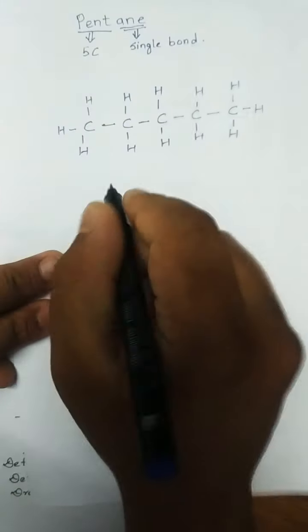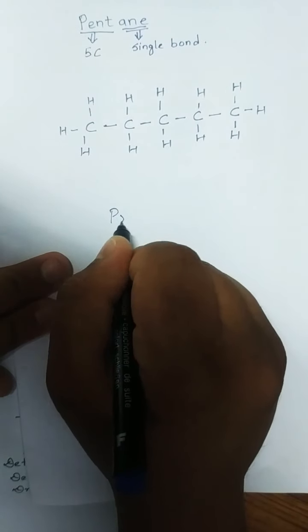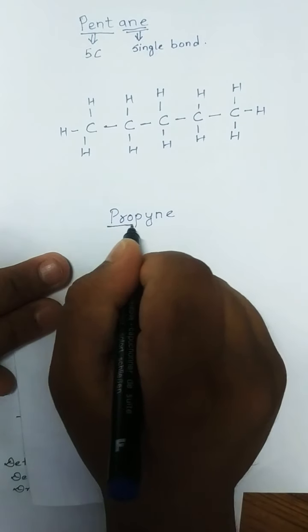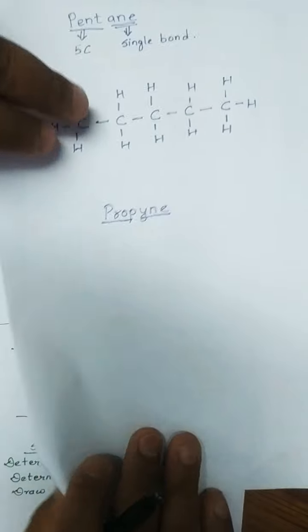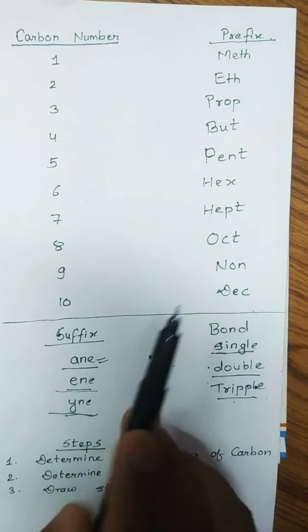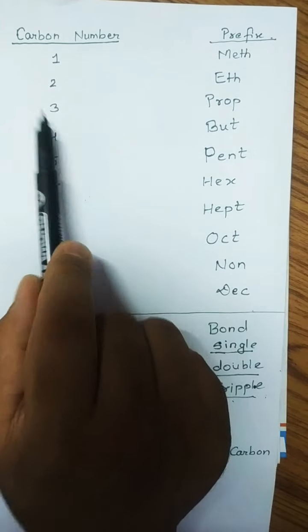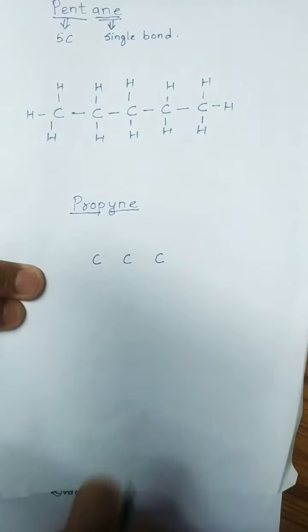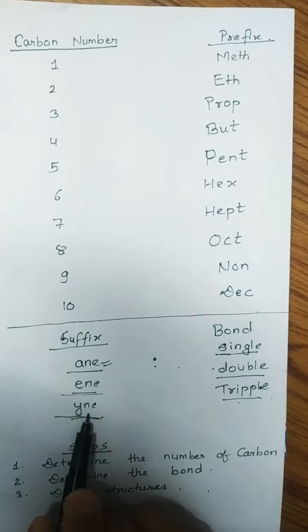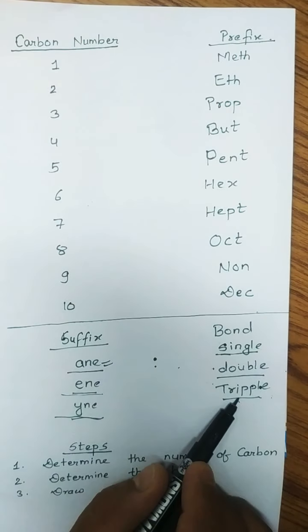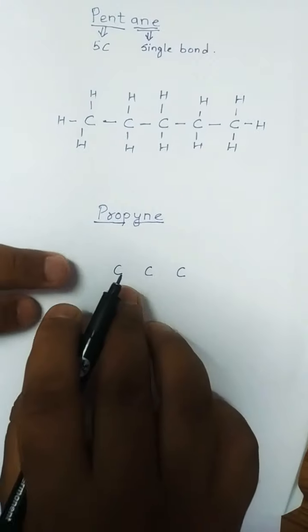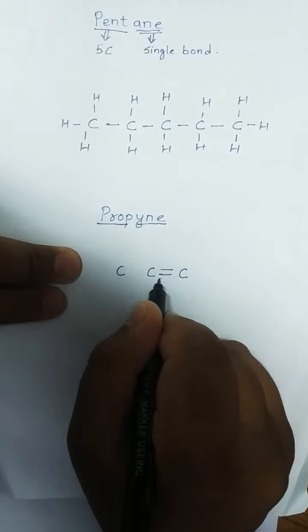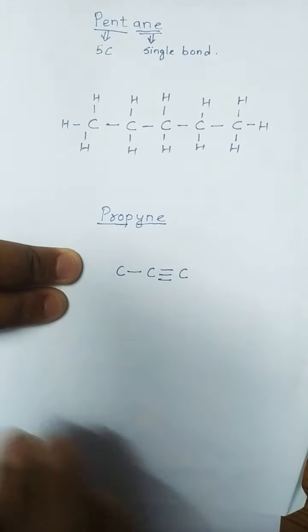Second, I'll show you one more, that is propyne. So prefix part prop and then yne. Look at this table again. Prop means it has 3 carbons. So let's draw the 3 carbons here: 1, 2 and 3. Then yne means there is at least one triple bond. So a triple bond is there, and between any two carbon atoms you can choose. So let's keep the 1, 2, 3 bond here. For the remaining, you draw only one bond.